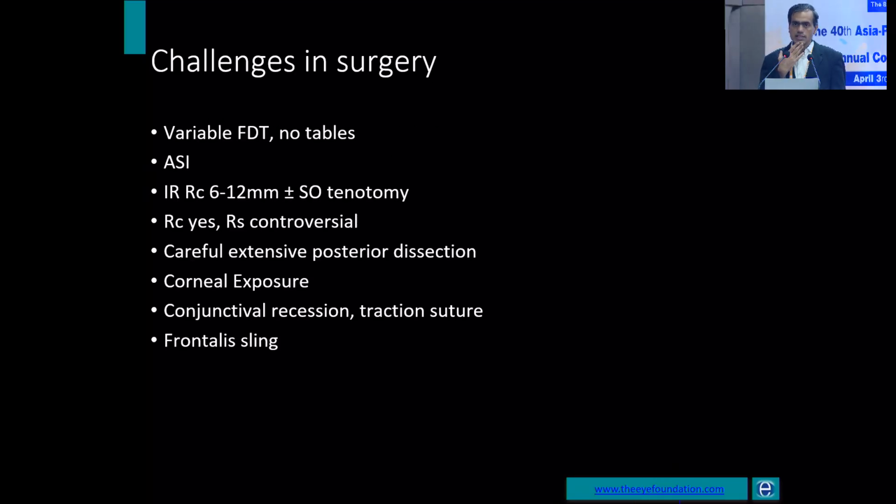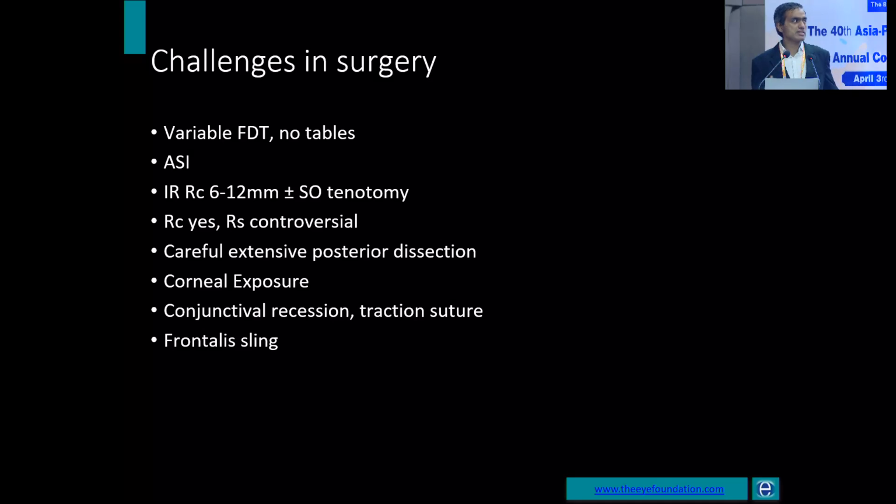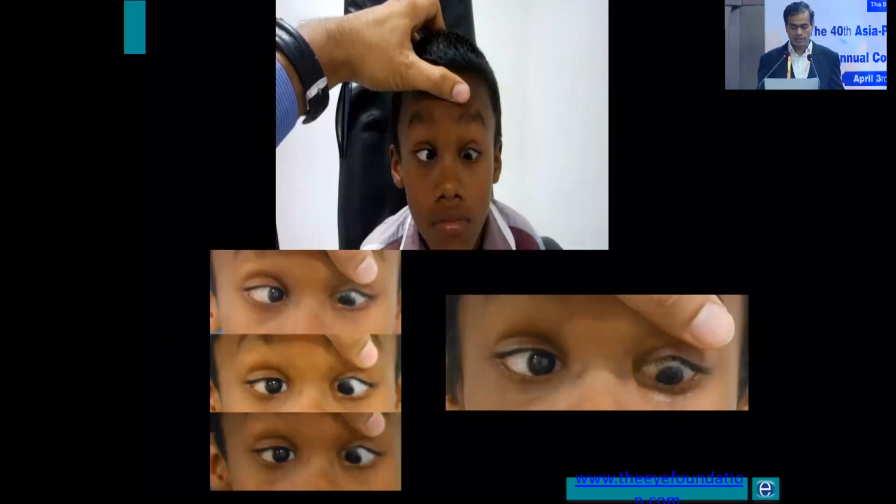So the challenges are, one, that the forced duction test is variable. Even though the term is congenital fibrosis, the force reduction is not always positive. Hypotropia is the major thing that you have to correct. So you need a large inferior rectus recession, 6 to 12 millimeter, and anterior segment ischemia is a very important consideration in these patients. Sometimes they may have a lesser number of ciliary vessels, and even one muscle surgery may trigger an anterior segment ischemia. They may have fibrotic bands posteriorly, so you need to do a real posterior dissection. For ptosis, you can use either crutch glasses or frontalis sling along with a lot of lubrication.